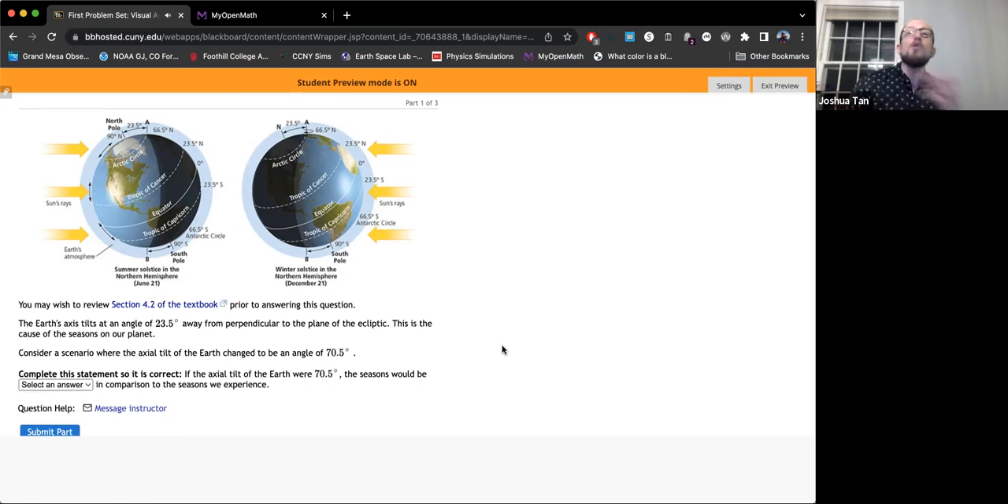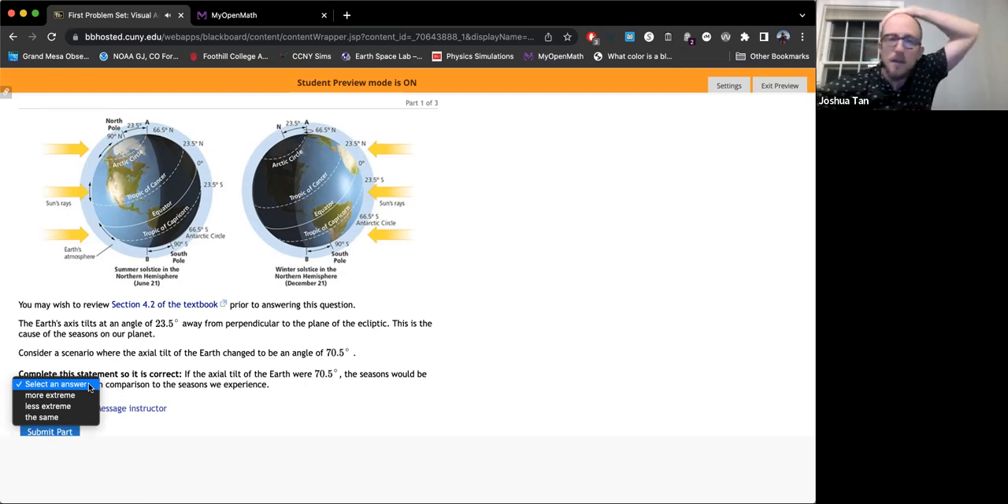I encourage you to go through and really digest what it means for the seasons to exist here on our planet. But in this situation, I've got a new axial tilt. And what I have to do is think about whether this axial tilt is going to make the seasons more extreme or less extreme. Imagine that I had no axial tilt. If I had no axial tilt, then the seasons would end up being basically non-existent, because the axial tilt is what causes the seasons.